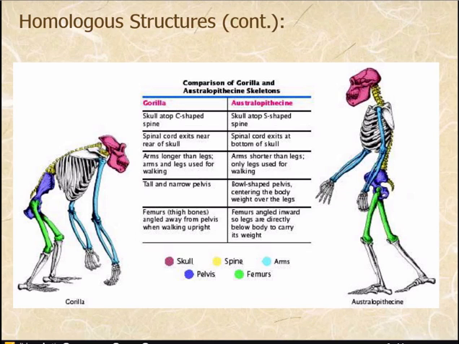Sometimes students like to consider similarities between humans and apes. In this particular comparison, we're actually looking at a gorilla and sort of a pre-human called an Australopithecine. If you see, they have a lot of homologous structures, a lot of things in common, skull and pelvis and the arms, et cetera. The one thing that I like to point out to people is the difference between an Australopithecine and a Homo sapien, which is what a modern human is.